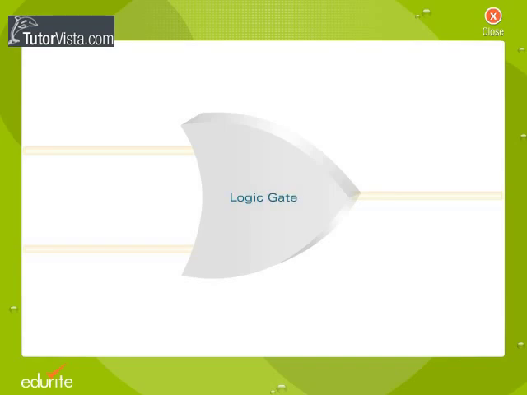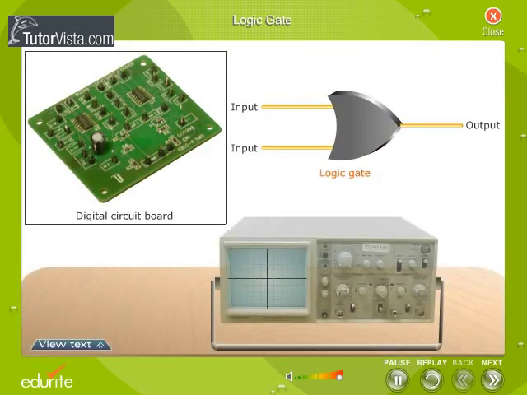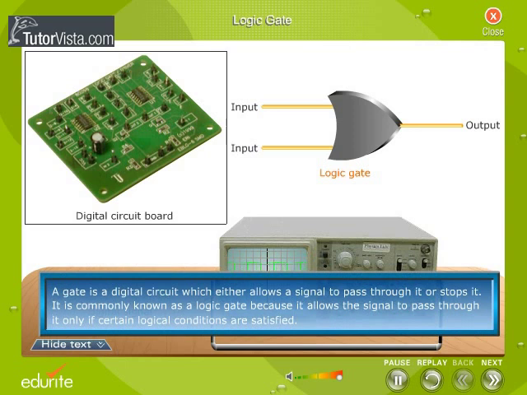Logic gate. A gate is a digital circuit which either allows a signal to pass through it or stops it. It is commonly known as a logic gate because it allows the signal to pass through it only if certain logical conditions are satisfied.